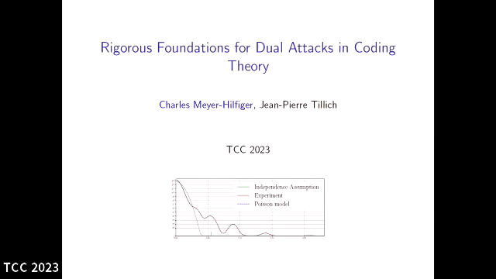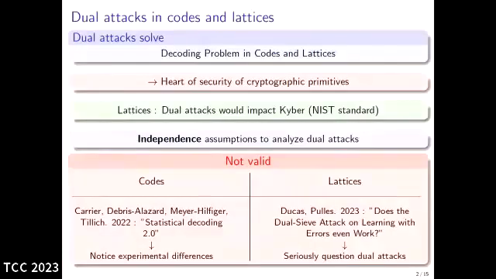So I'm going to present you joint work with Jean-Pierre Tillich about dual attacks and their analysis. Dual attacks solve the decoding problem in codes and lattices, and this problem is at the heart of the security of all code and lattice-based cryptographic primitives. For example, dual attacks would impact Kyber parameters, which is a NIST standard. The problem now is that independence assumptions are made to analyze the complexity. And it turns out that they are not valid.